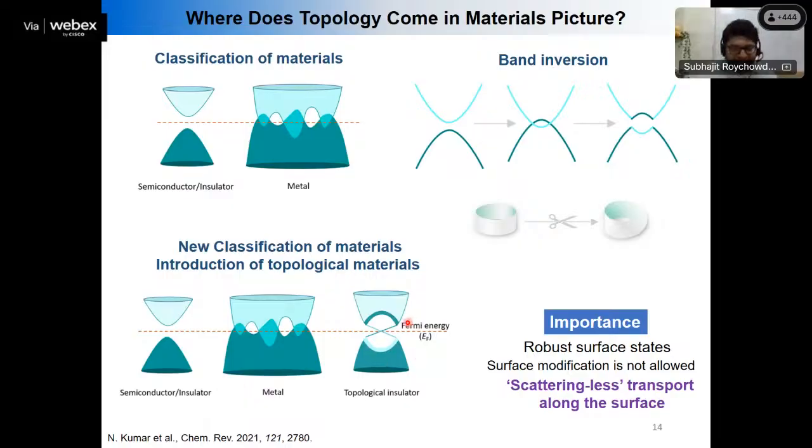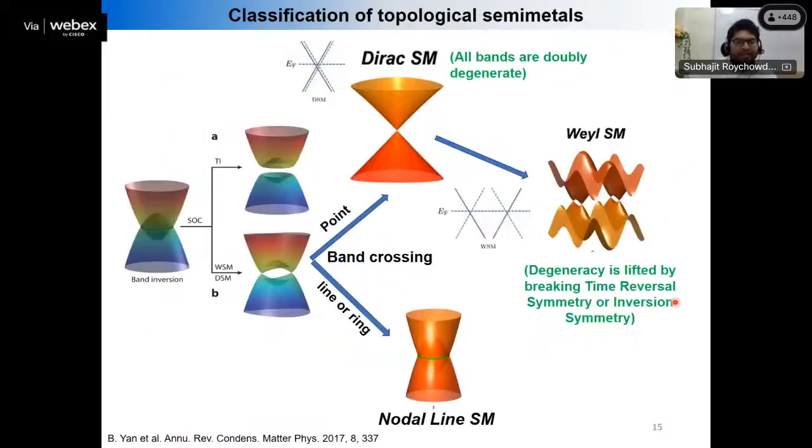Now, why are we talking about topological materials? What is the importance of that? Because they have a very robust surface state and the surface modification is not allowed. So we can get scatteringless transport along the surface.